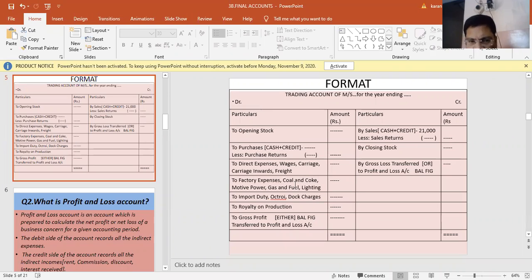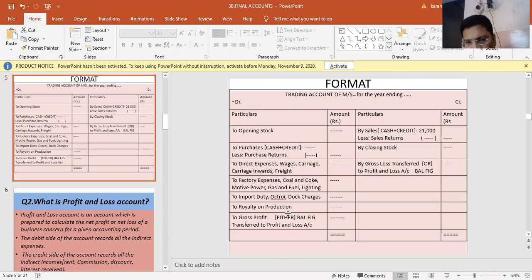Then factory expenses, coal and coke, motive power, gas and fuel, lighting. Then import duty, octroi, dock charges, royalty on production. You are paying royalty to somebody, expense type royalty. And when we take all these things, we get the balancing figure as gross profit. So there are two formulas for gross profit. One, you take sales plus closing stock minus opening stock minus purchase and all other direct expenses.